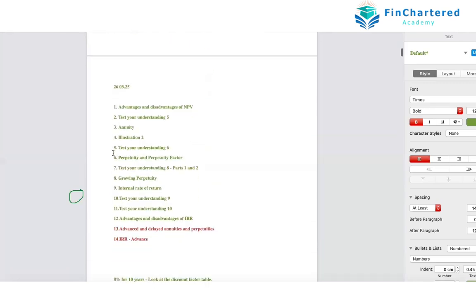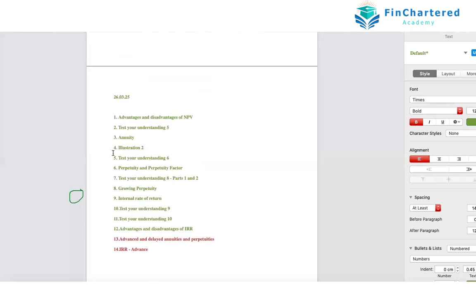And this is what was done today. The red things we will cover first thing on Friday.